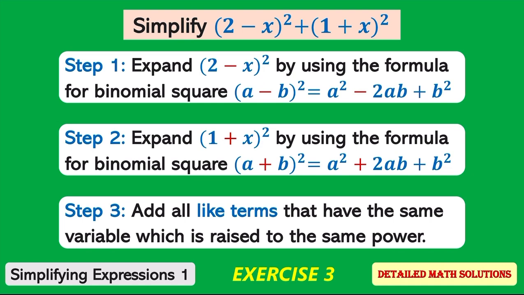As a second step, I need to expand the second binomial, 1 plus x in parentheses squared, by using the formula a plus b in parentheses squared equals a squared plus 2ab plus b squared. And finally, as a third step, I need to add all like terms that have the same variable, which is raised to the same power.